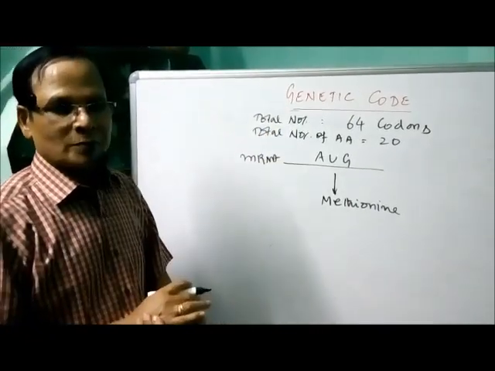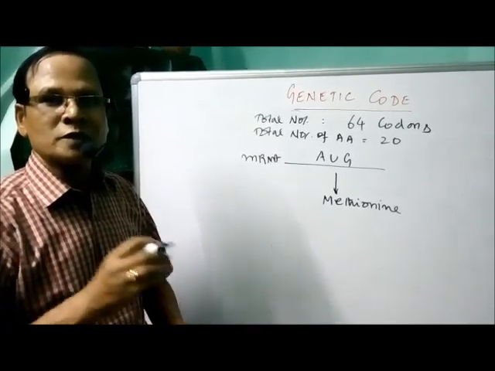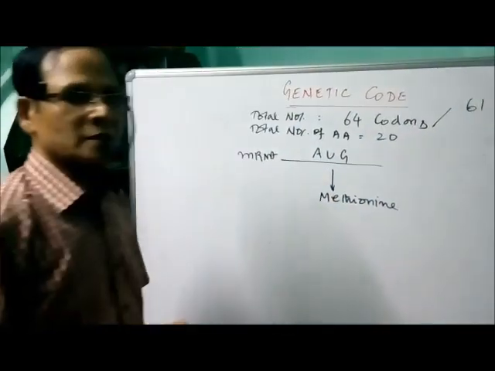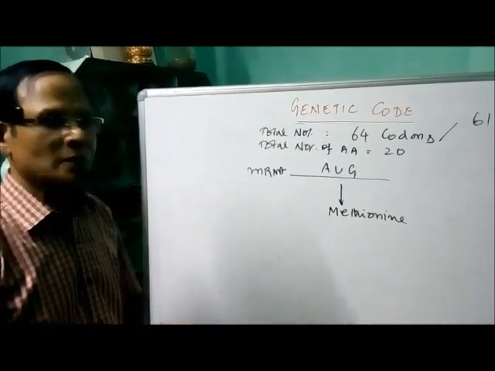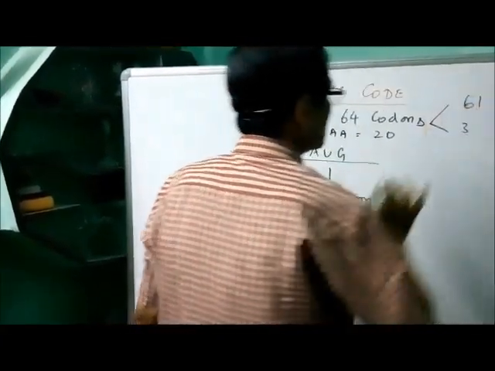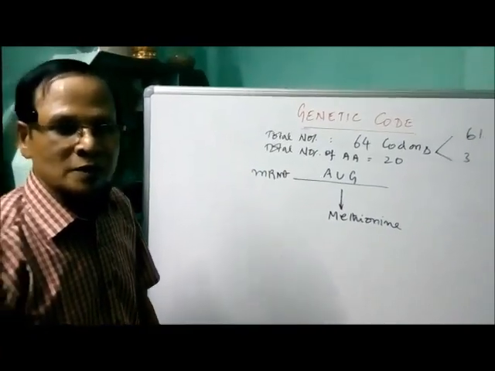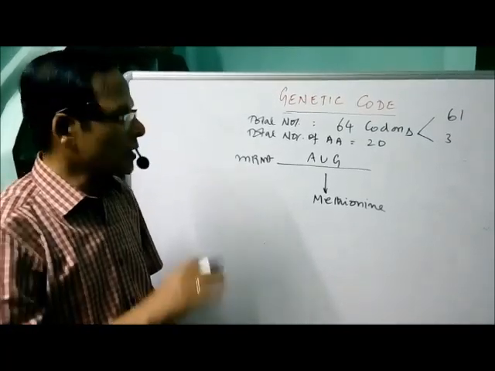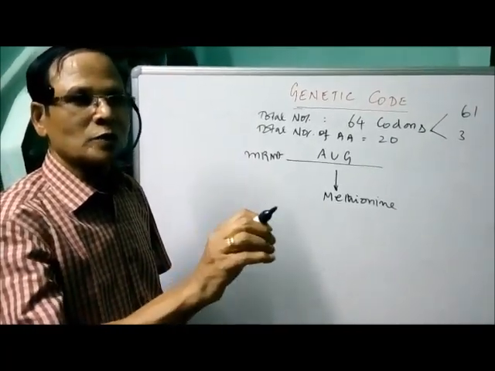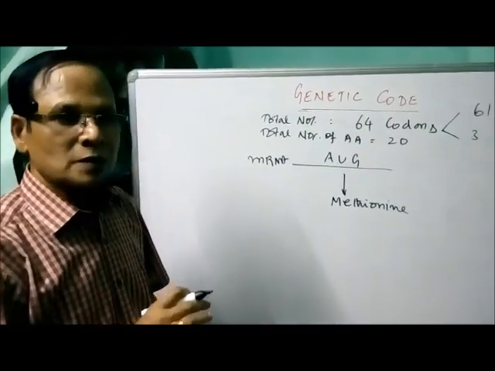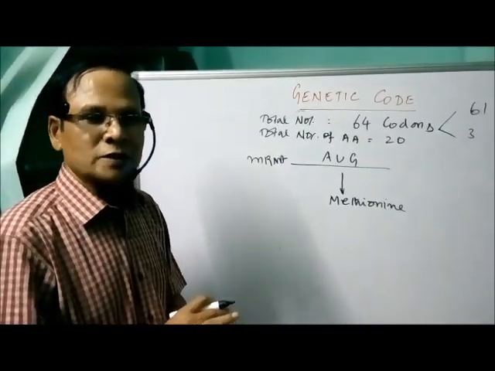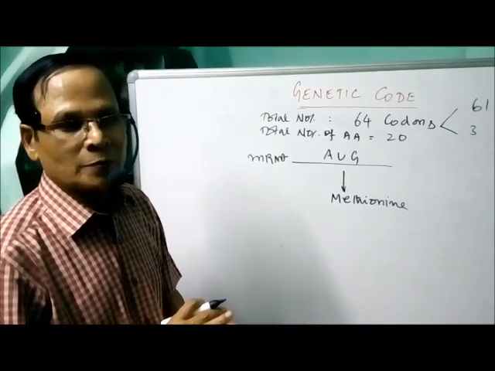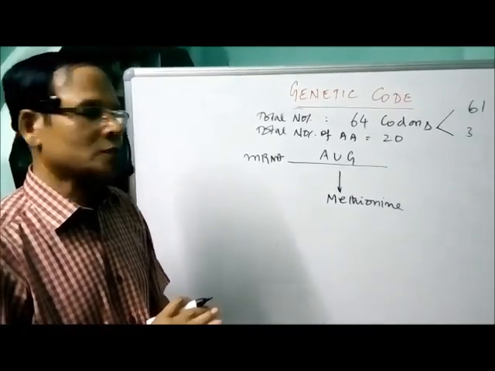Now, 64 codons I mentioned. Out of these 64 codons, only 61 codons specify the amino acids. That means they have the message for the amino acids. The remaining 3 are responsible for the termination signals for a polypeptide chain, telling when to stop the process after it is completed for a particular polypeptide chain. These 3 codons are called the termination codons because they provide the termination signals for the polypeptide chain to be completed.